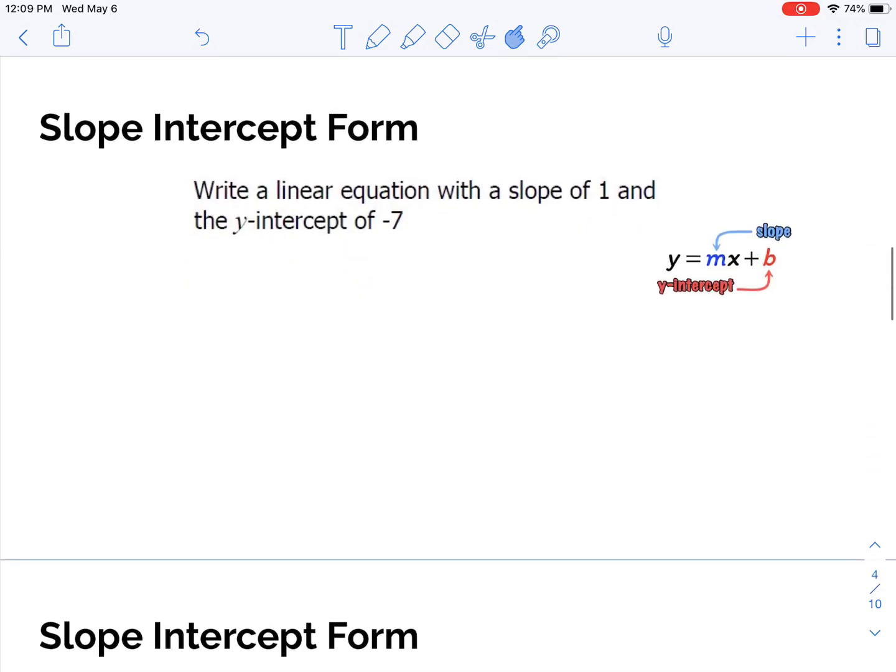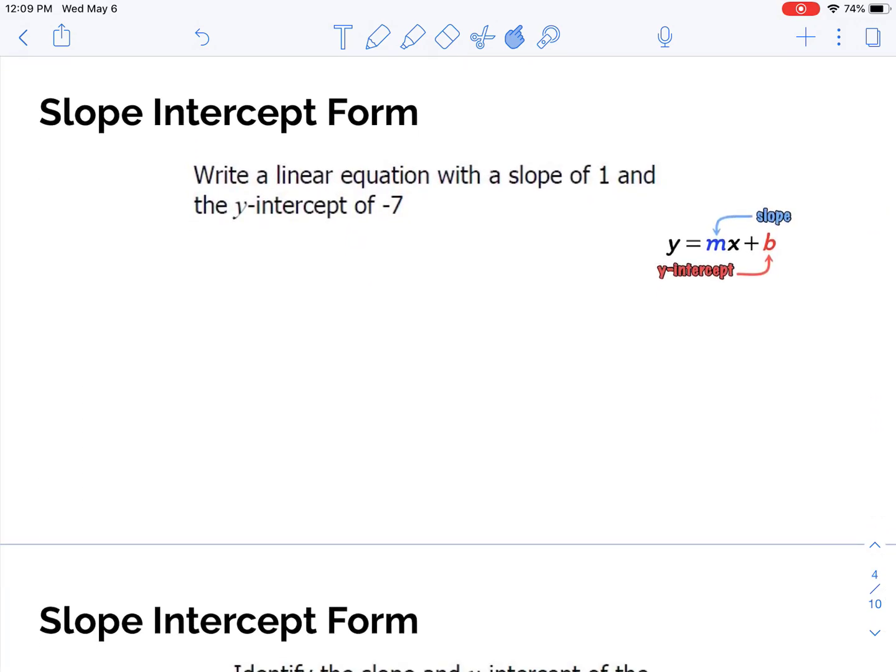All right, this next one says to write a linear equation with a slope of 1 and a y-intercept of -7. So I've got my y equals mx plus b. So I've got y is equal to the slope, which is 1, x, plus b, which is -7. I'm not going to write plus, I'm just going to write -7. Now, do I need this 1? No, it's unnecessary in this situation.